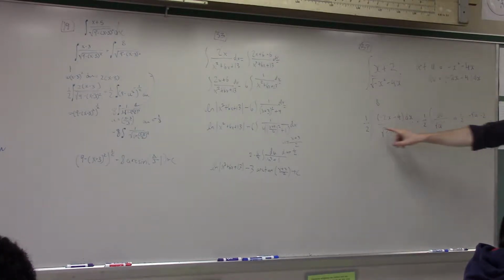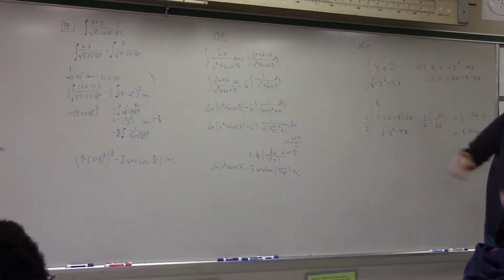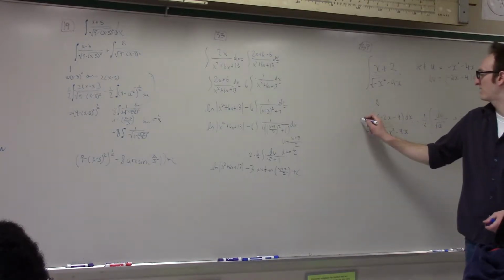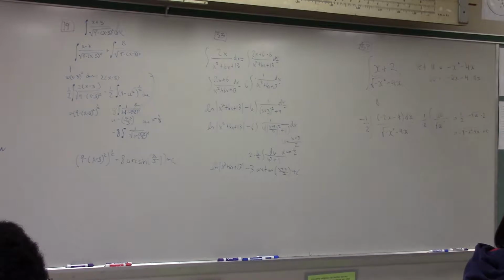-2. Shouldn't this be a -1/2? Oh yeah, I left the sign off. Sorry. This should be a -1/2. And then it's just a straight up du over root u problem. So then that's u in there, 1/2. So we get 1/2 negative root u. So it's just that.